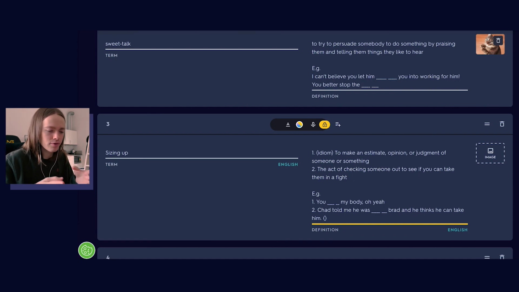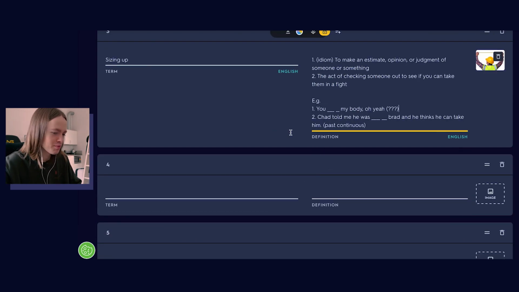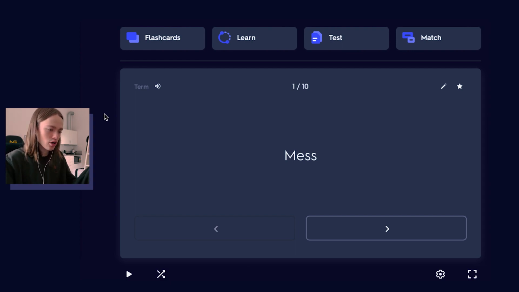And sometimes, for example, if the tense of the verb is different, I'm trying to write down that it's gonna be past continuous, so I will know that it needs to be used in past continuous. And here, just a basic one, but I'm not sure about it. Yeah, this one is pretty good. So we have 4 different modes. We have flashcards, we can learn the words, we can also test ourselves and play the match.